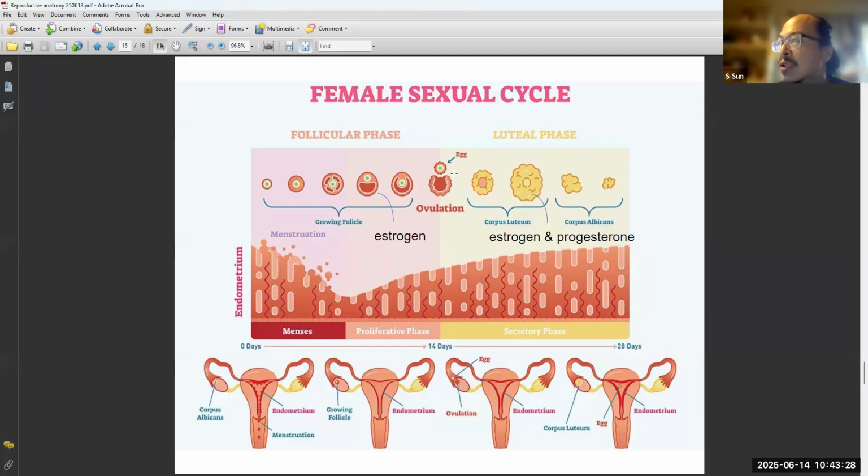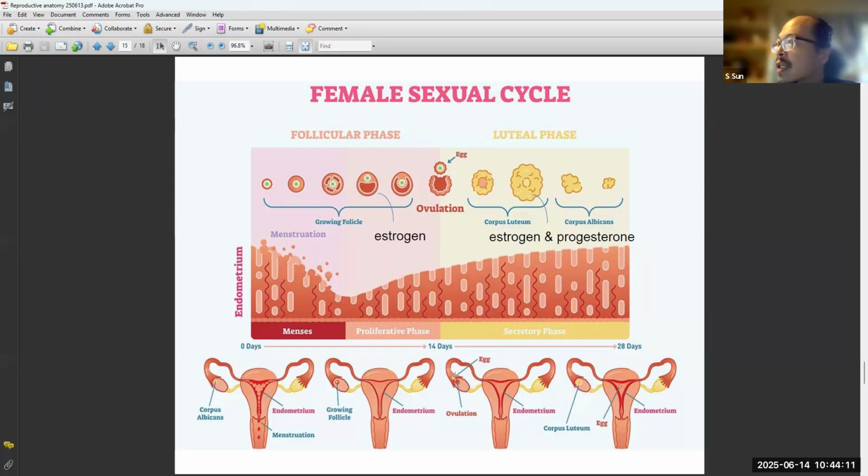Ovulation will lead to the oocyte traveling down, right here, down the fallopian tube into the uterus. And if there is implantation, then there will be no menstruation. After ovulation, the remaining portion of the follicle becomes the corpus luteum. The corpus luteum is important because, in addition to estrogen, it produces progesterone. Progesterone stabilizes the uterus.